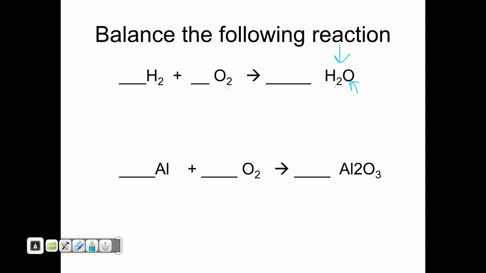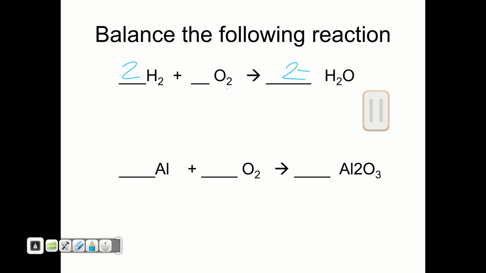Well, how many do I need? I need 2. So be careful: there's a subscript 1 right here. What times 1 is 2? 2. The thing is, now that my oxygens are good, how many hydrogens do I now have? I have 2 times 2 is 4, so I need to multiply this side by 2.